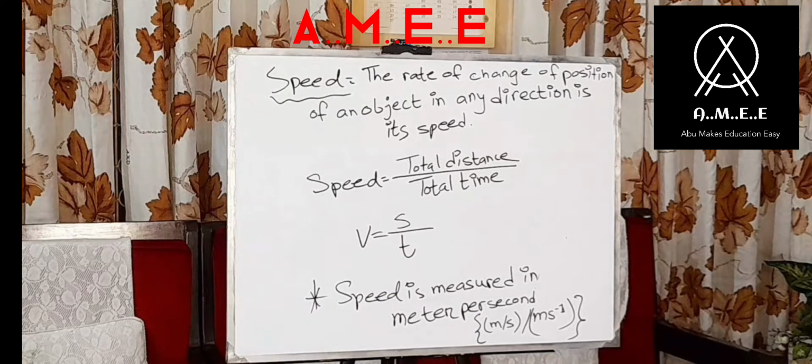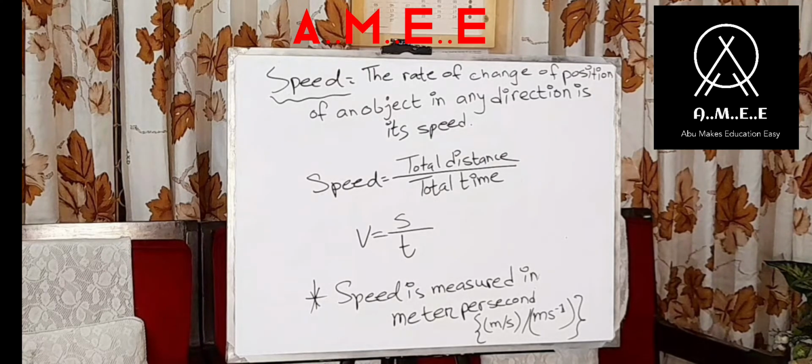Speed is measured in meter per second, and I have written meter per second in different ways: m/s, or you can also write m into s to the power minus 1. You can write in any one format. Let us know why speed is measured in meter per second.